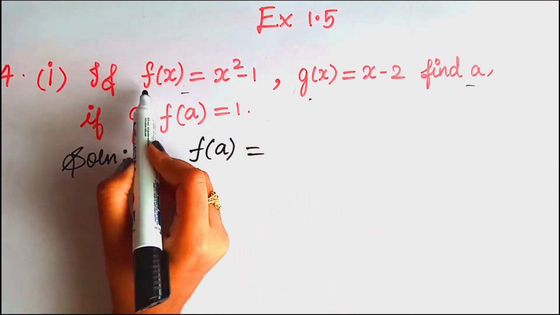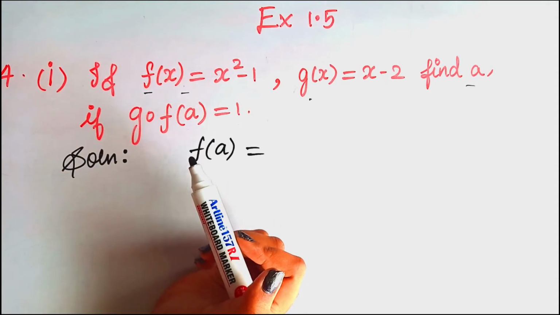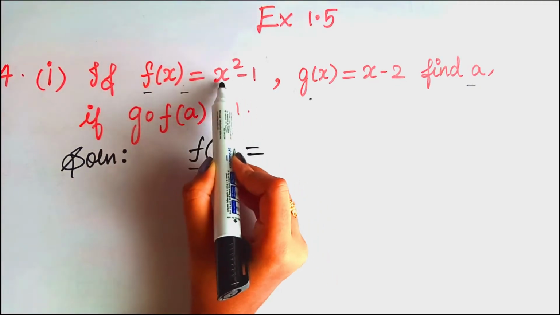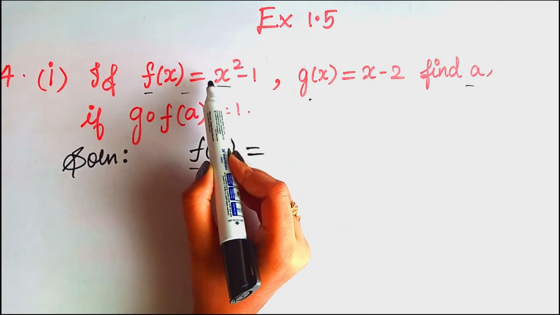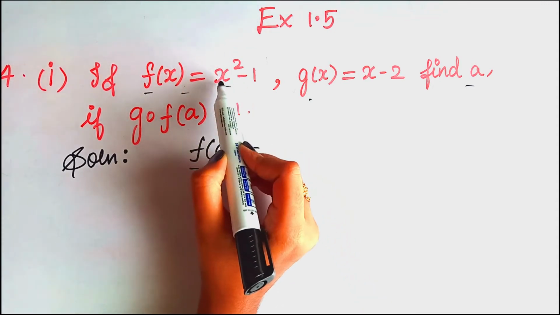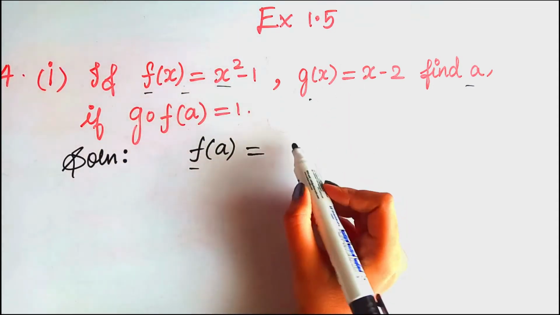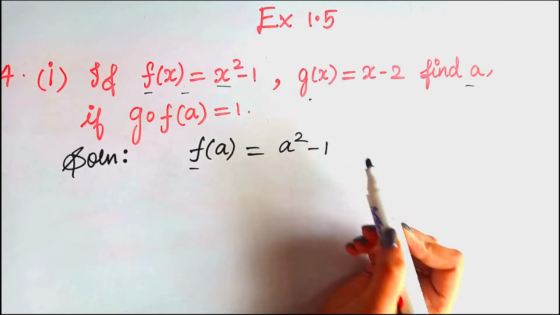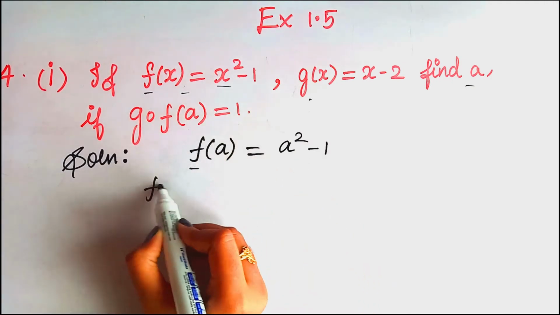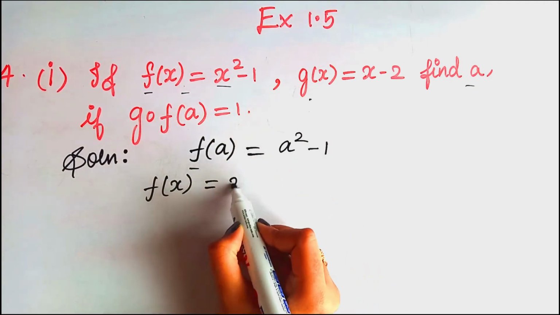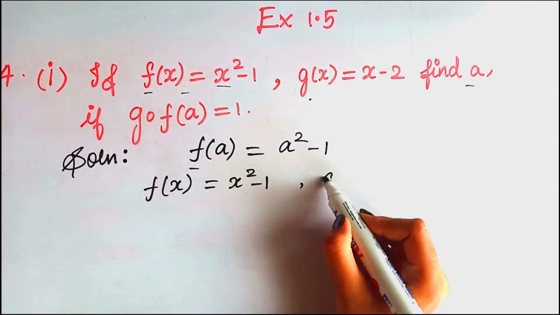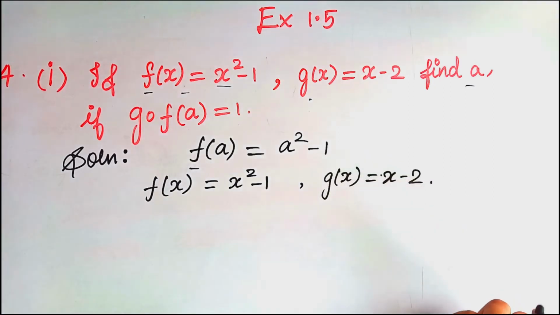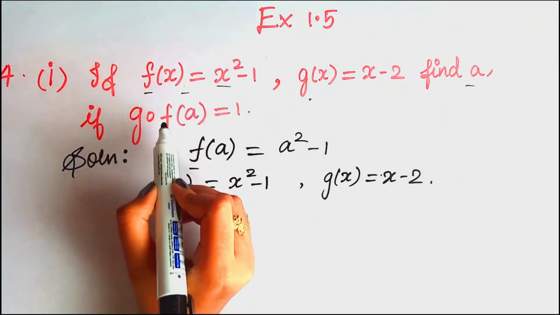Here the function is f and here the function is also f, and the only difference is in the place of x we have a, right? So what you have to do in the equation of f of x, in the place of x you are going to substitute a here. So here there is an x, right? So in the place of x you are going to substitute a, and there is a square, so square minus 1. So this is our f of a, and the remaining terms are f of x is equal to x square minus 1 and g of x is equal to x minus 2. Okay, now we have to find the value of a using this equality.